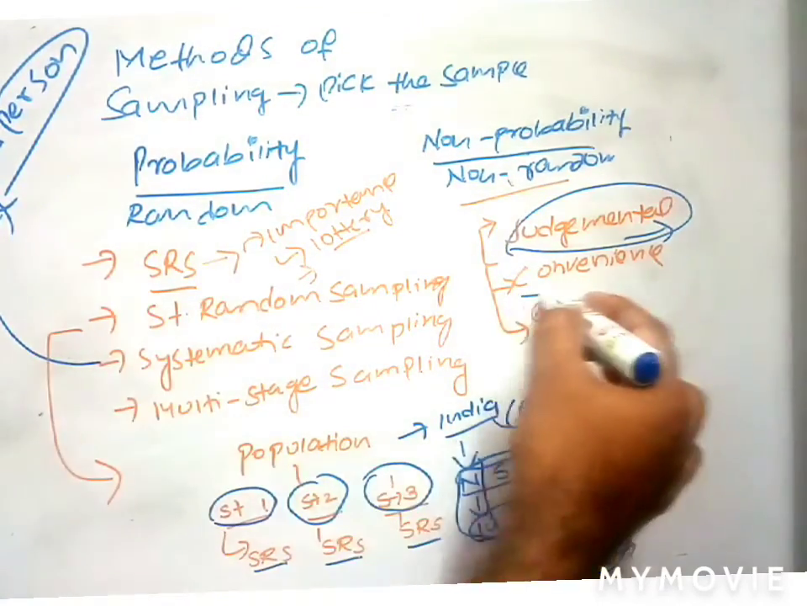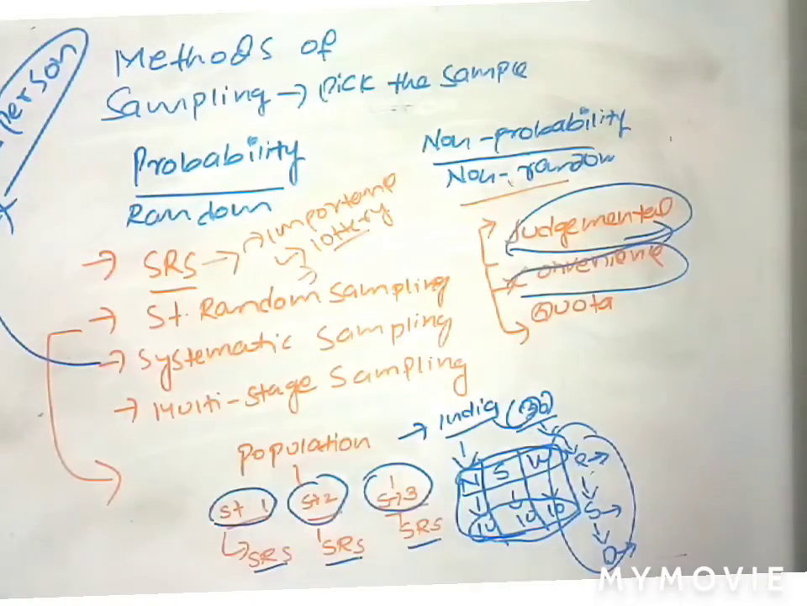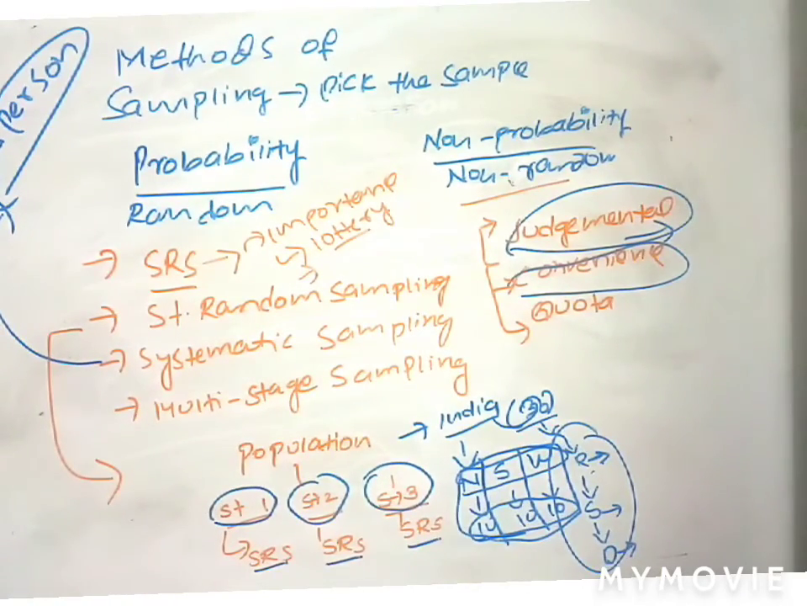Then convenience sampling. For example, based on my convenience, if I want to conduct a survey on a retail store, where can I find my customers? I can go to a retail store. Based on my convenience, I will pick the samples based on the time, the location, and the proximity. All these things can be part of convenience sampling.